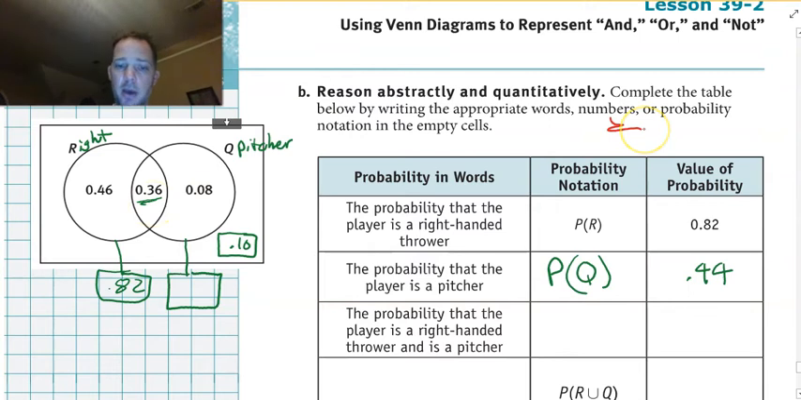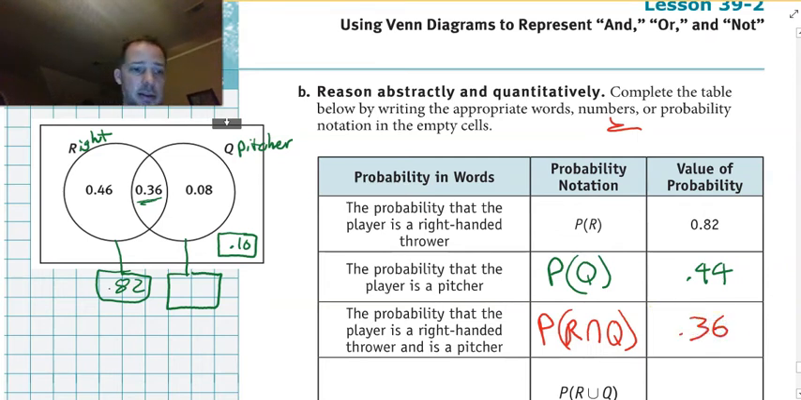Okay, there we go. What about the probability that a player is right-handed and a pitcher? So the probability that they are right-handed and a pitcher should look like that. That is the intersection. That's just 0.36. That's the shaded region there that we got.